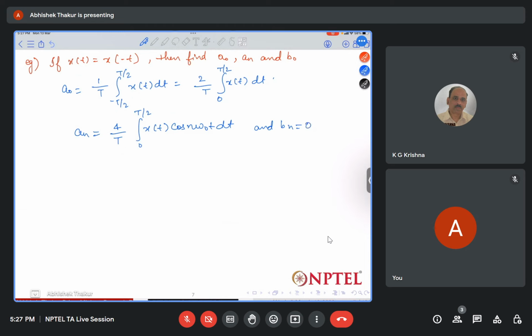And similarly, if x(t) is equal to minus of x of minus t; the above case was for when x(t) has even symmetry.